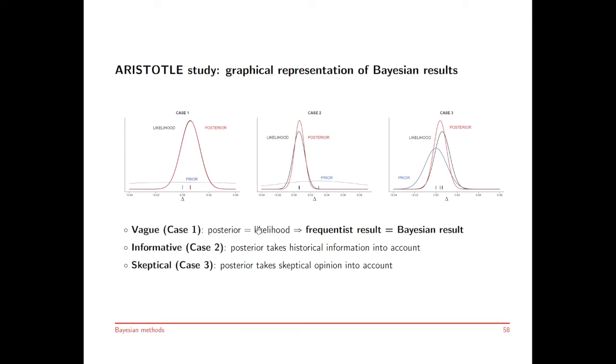In the first case, we again conclude that the frequentist result is equal to the Bayesian result. So again, we can show that Bayesian analysis can actually replicate frequentist analysis.